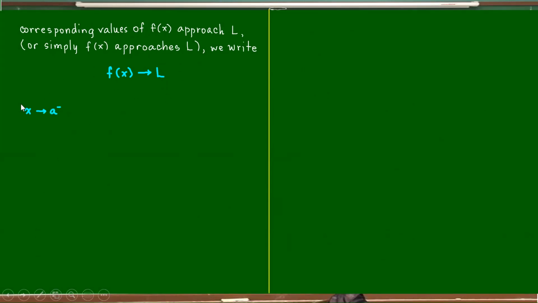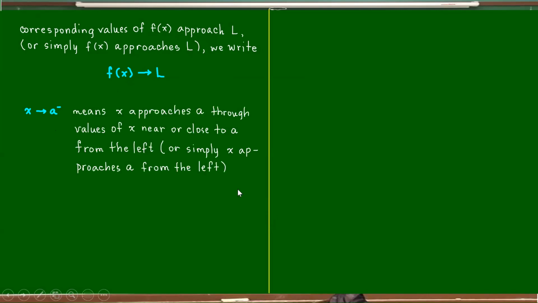What about this notation? What does this mean? Anyone? It is approaching a from the left side. So x approaches a through values of x near or close to a from the left, or simply x approaches a from the left. Very good. So we have this notation. What about this?